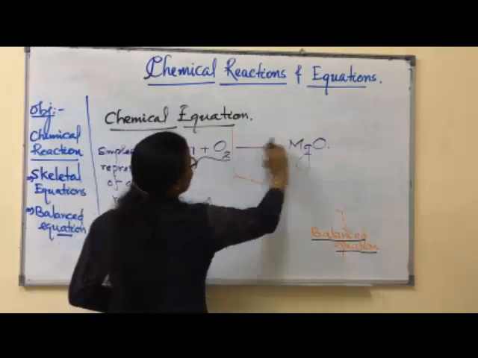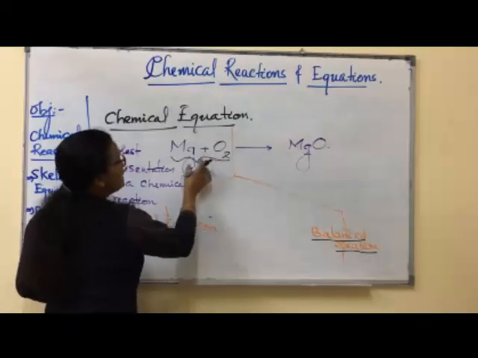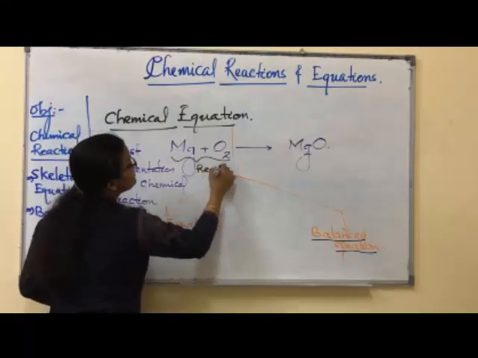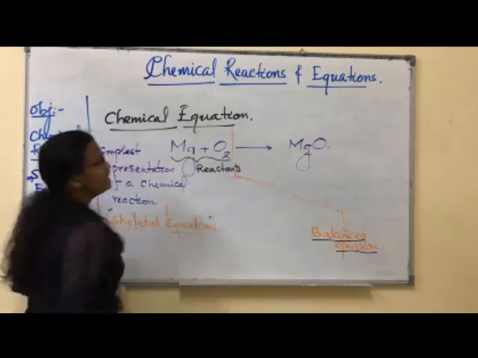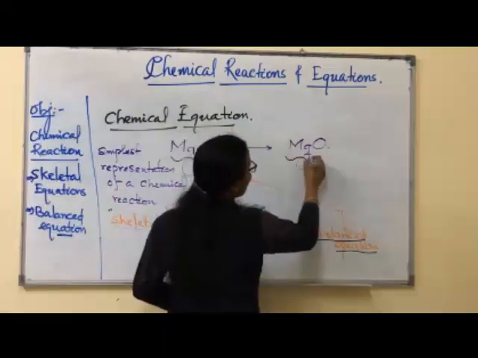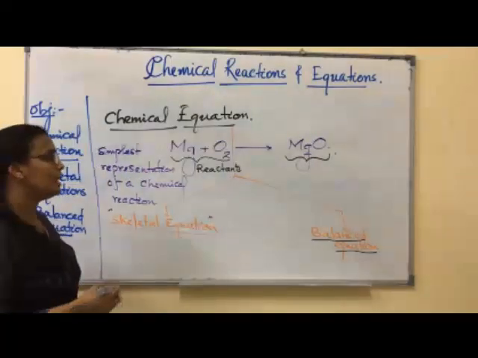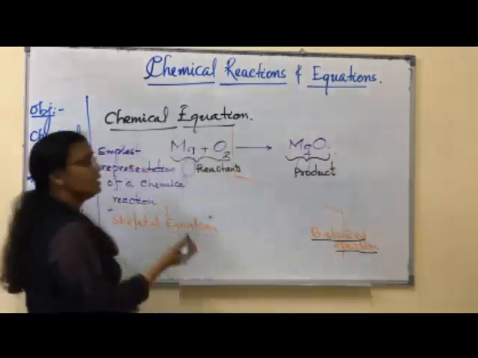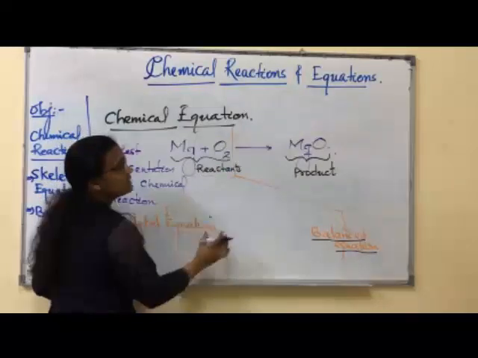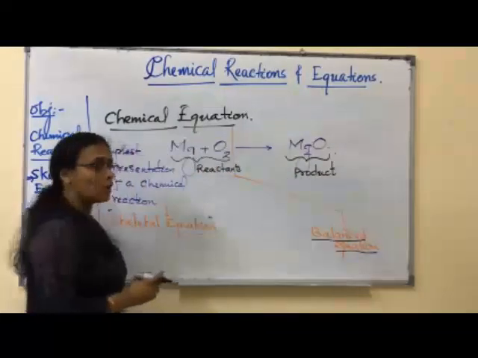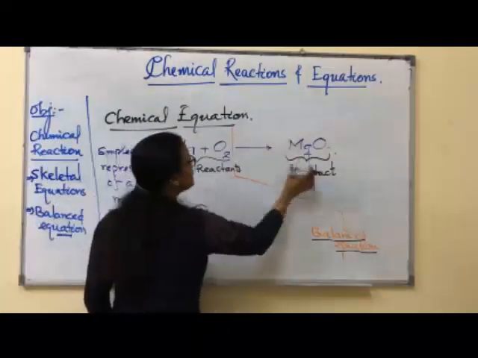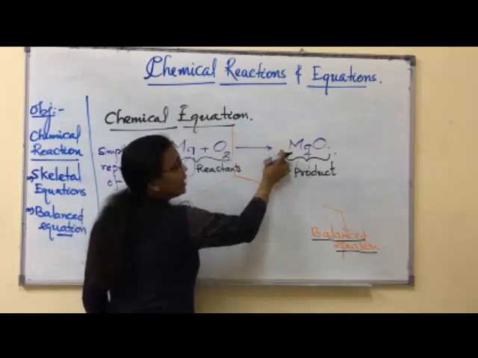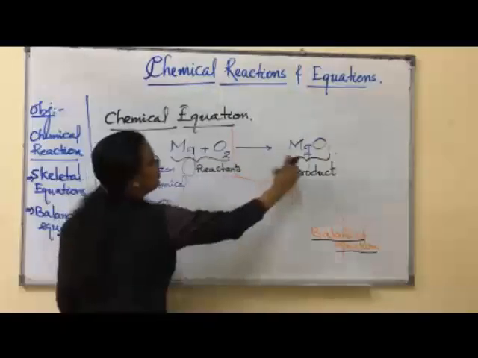Here you can see this is a representation of a chemical equation, and the substances which are involved in the chemical reaction are known as the reactants, and the new substance which is formed due to that particular reaction is known as the product. So the substances involved in the chemical reaction are reactants. The newly formed substances are products. The reactants and the products are separated by an arrow mark. The arrow starts from the reactant side and ends at the product side. This is a chemical equation.